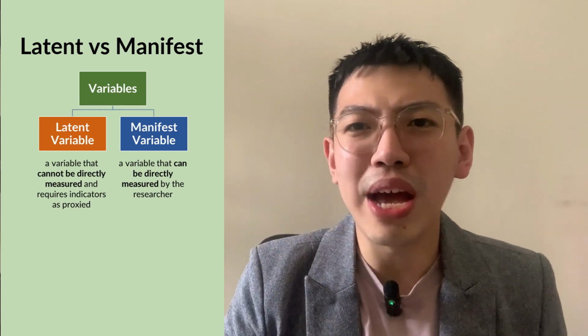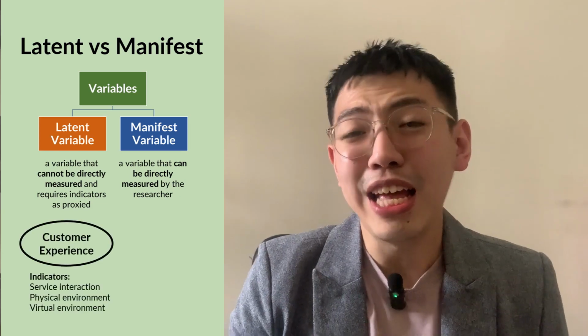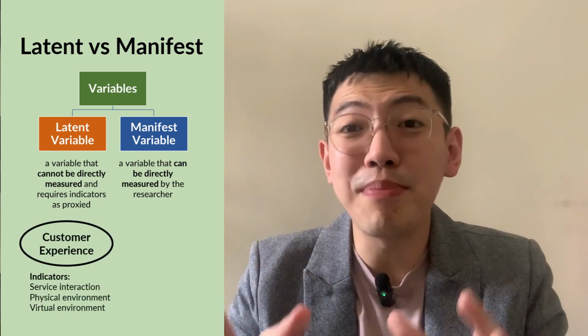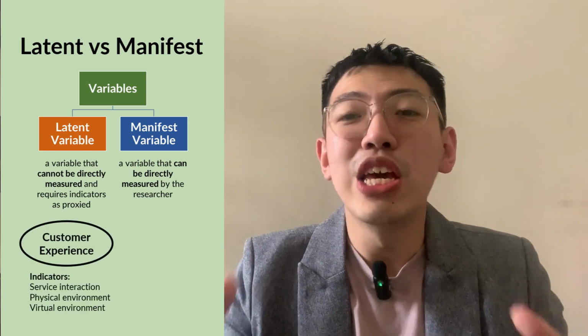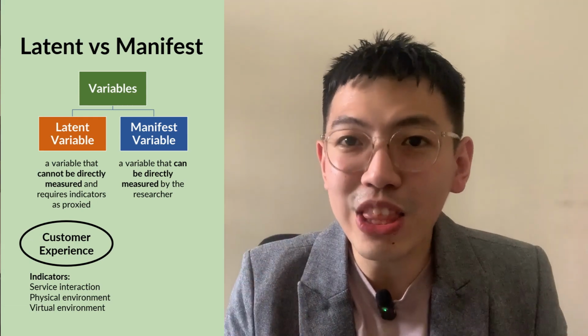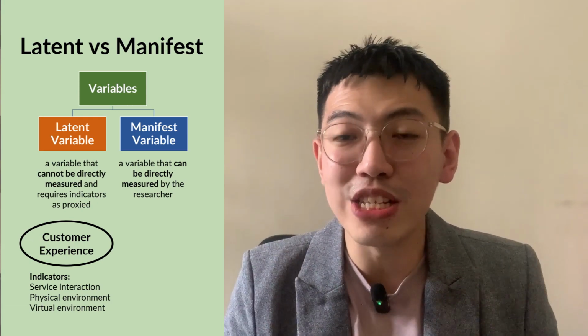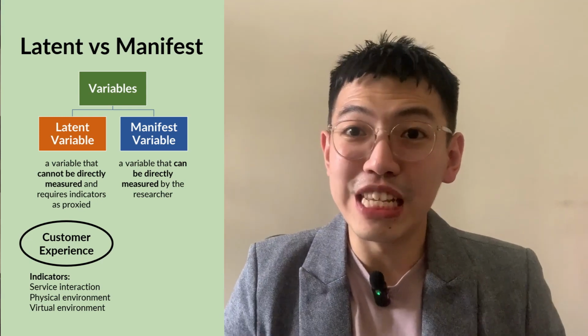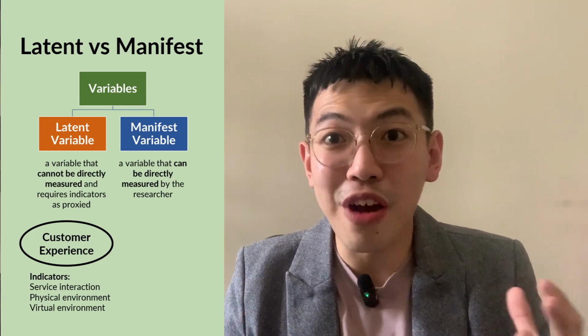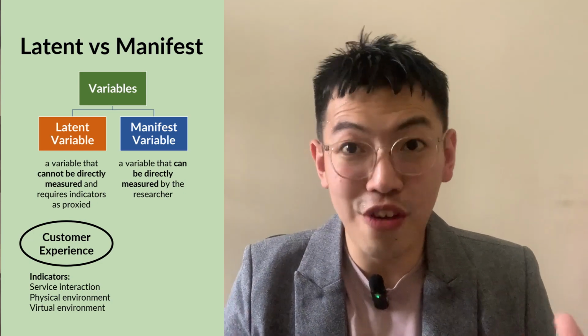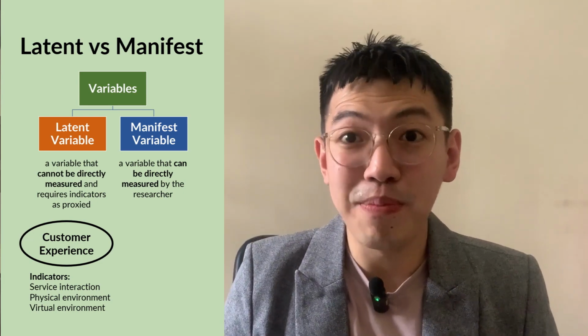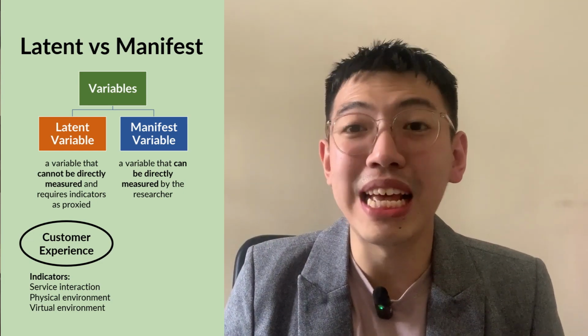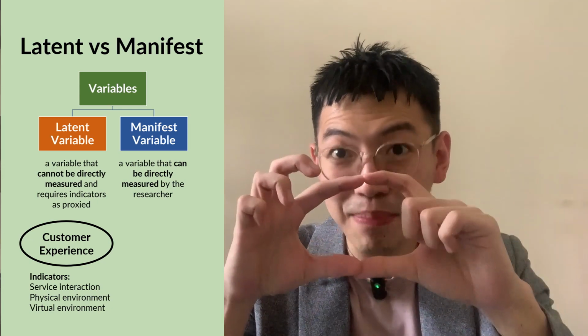For example, you want to analyze customer experience. It is difficult for you to directly measure customer experience. You will use several indicators of customer experience to measure customer experience. For example, service interaction, physical environment, virtual environment. That is latent variable. And latent variables is drawn using ellipse symbol.